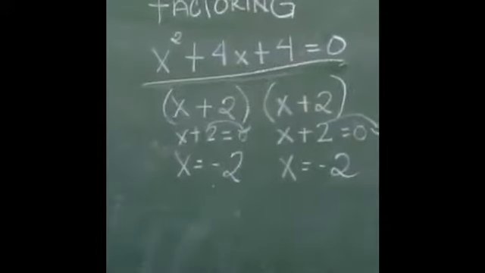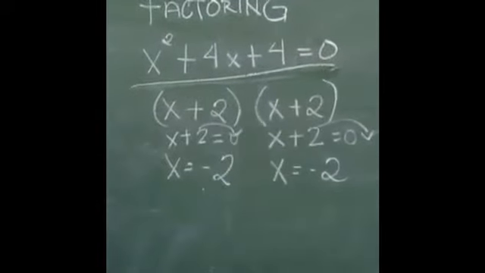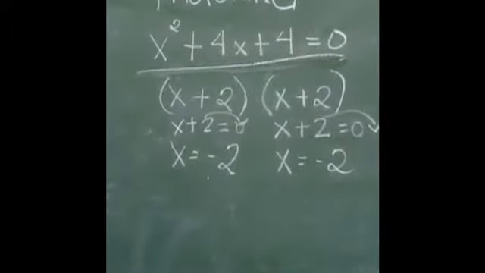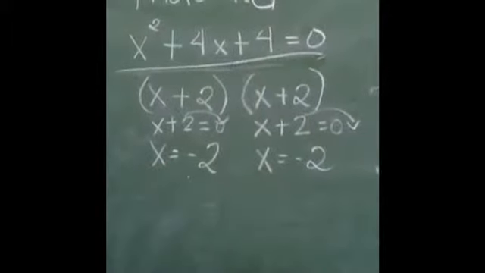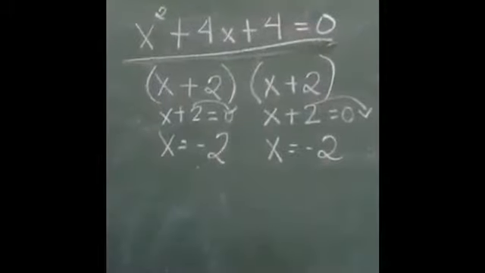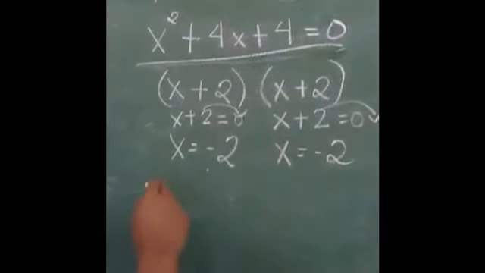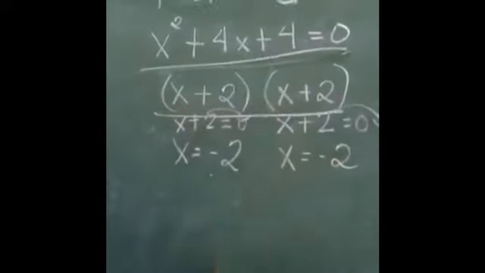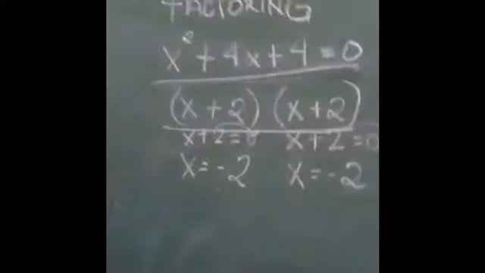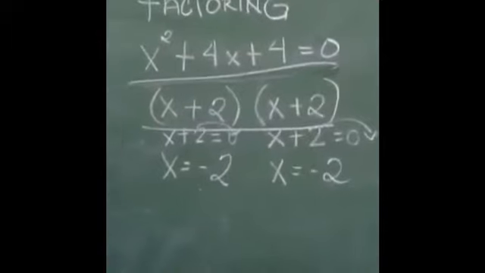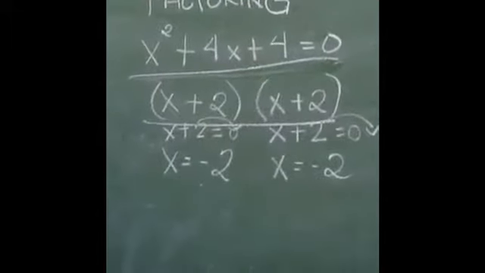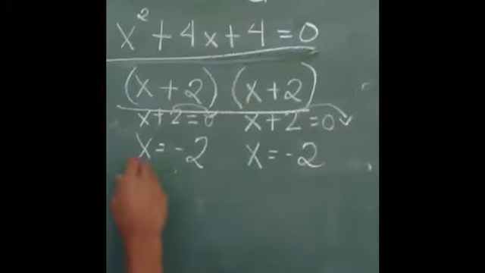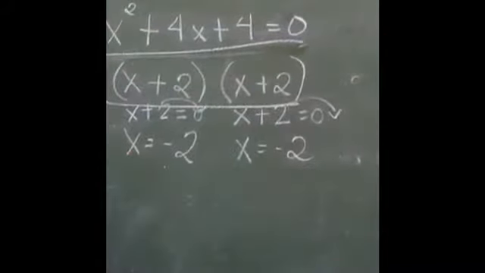Think of two numbers that will have a product of 4 and has the sum of 4. These two numbers are positive 2 and positive 2. After doing this, you will write this. Then we have to transpose the two numbers for us to get the x. So the answer is x is equal to negative 2.